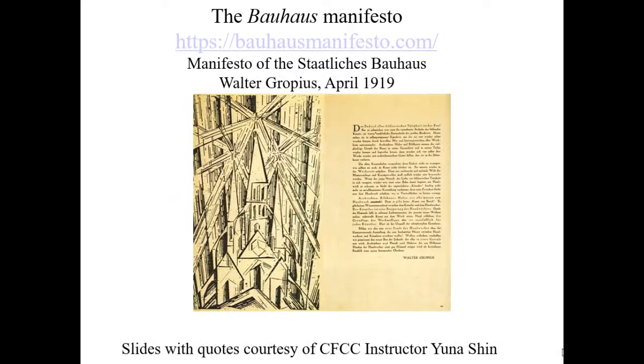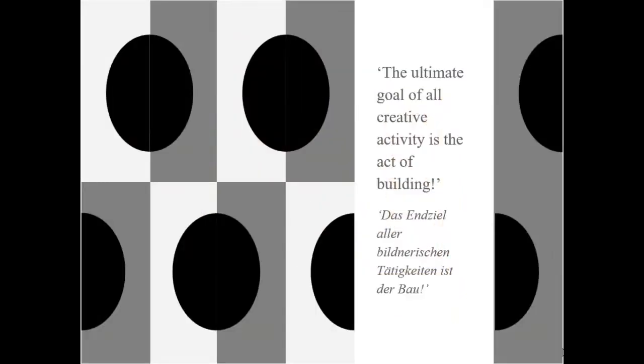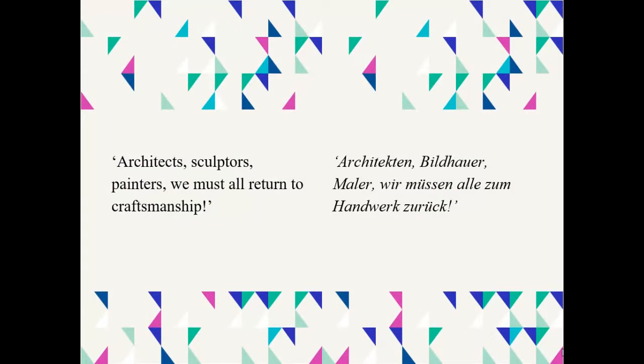This is the Bauhaus Manifesto as it was published. Our instructor who teaches German, Ms. Shin, prepared these slides for a lecture she gave. She graciously allowed me to borrow them. I just wanted you to see some of the attitudes of the Bauhaus in their manifesto, that the ultimate goal of all creative activity is the act of building. And they meant that whether you were a painter, an architect, or a designer. Architects, sculptors, painters, we must all return to craftsmanship, to working by hand.